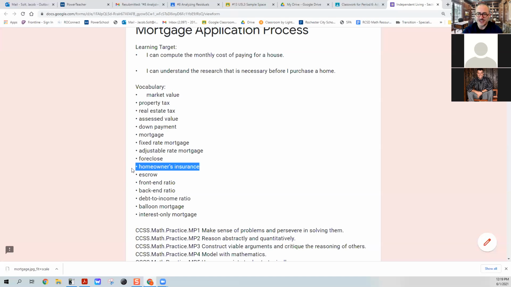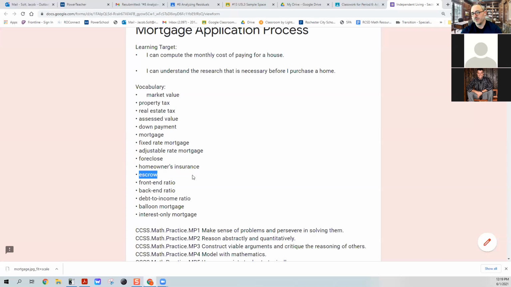Homeowners insurance is insurance you can purchase in case your house, say, was to unfortunately burn down, right? If you borrow all this money, you put yourself liable to repay all this money, and then if the house burns down, you know that you still have to pay that loan back. Well, homeowners insurance will help you recover from the loss of the house burning down, and those kinds of things.